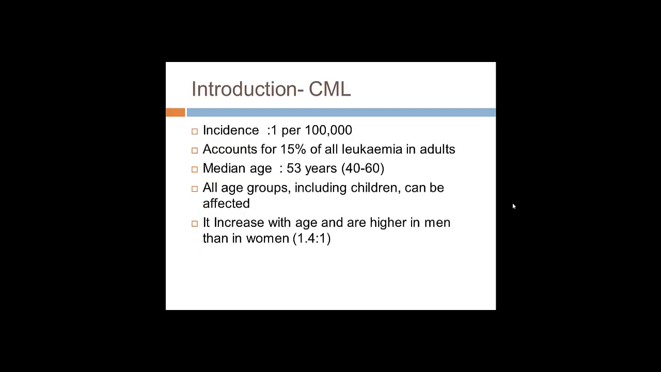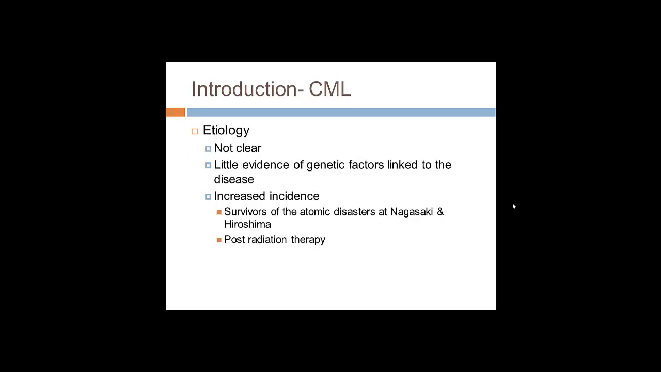About epidemiology, incidence is 1 per 100,000 people. It accounts for 15% of all leukemias in adults. Median age is 53 years, varying from 40 to 60 years of age. All age groups, including children, can be affected. It increases with age and is higher in men than women. Etiology is not clear, but there is little evidence of genetic factors linked to the disease. Increased incidence is seen after radiation therapy and in Nagasaki and Hiroshima survivors.